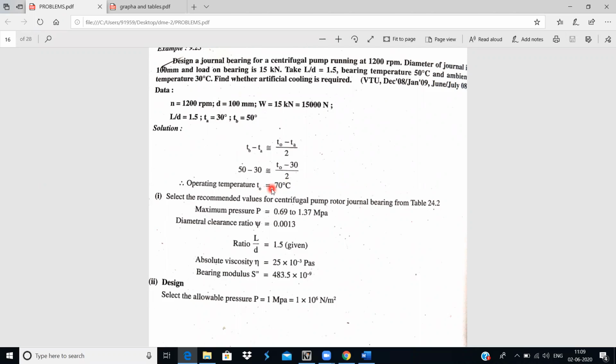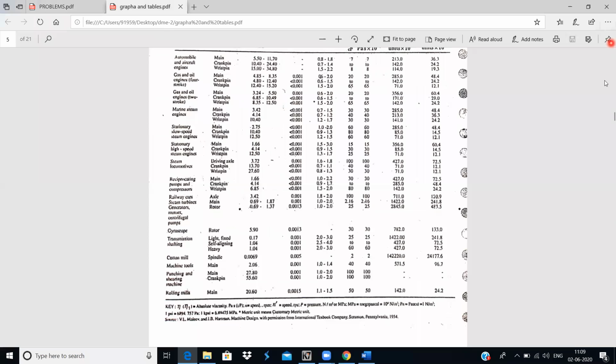Now the first step is, from table number 24.2, based upon the application, we are going to note down the parameters. One is maximum pressure, diametrical clearance ratio, absolute viscosity, and bearing modulus. And another thing you have to see, the L by D ratio, which they have given in the question. Now if you see the table number 24.2, this is the table number 24.2.